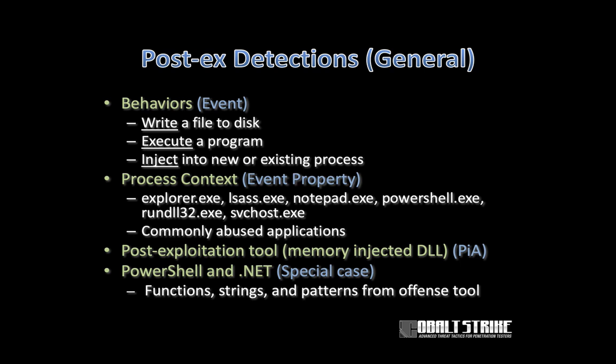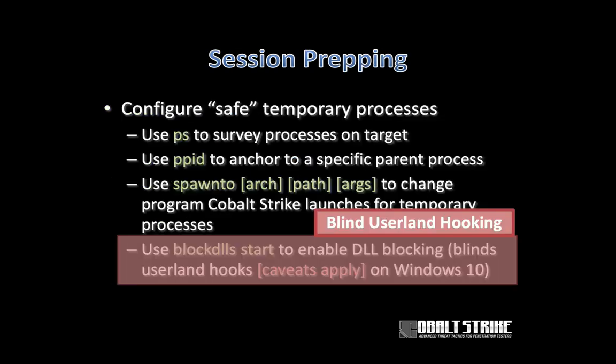Also, when you use PowerShell in .NET, there is a special case of instrumentation through something called AMSI and some of the behaviors in Cobalt Strike that I want to speak to on their own. One technique to make your process launches safer is session prepping. We talked about session prepping earlier in this lecture. One thing I hope you took from the demonstrations is that as an operator, you should always have awareness of your process context, your parent, and the process context that your child processes will launch in.